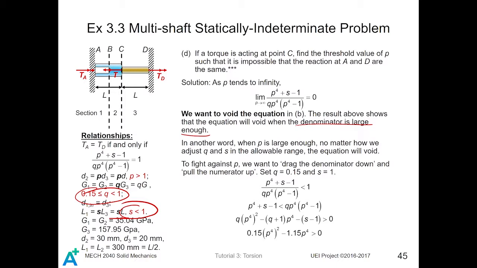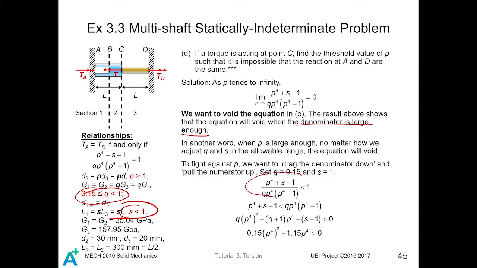Consequently, in order to fight against P, we want to drag the denominator down and pull the numerator up. Since we are going to find the threshold value, we will try our best in the allowable range to make this equation valid first, such that when we have chosen the optimal values of Q and S, we can say, okay, the P we reach will be the threshold value beyond which it is impossible to make this equation valid. To pull the numerator up and drag the denominator down, let's set Q equal to the minimum value, which is 0.15, and S equal to 1.